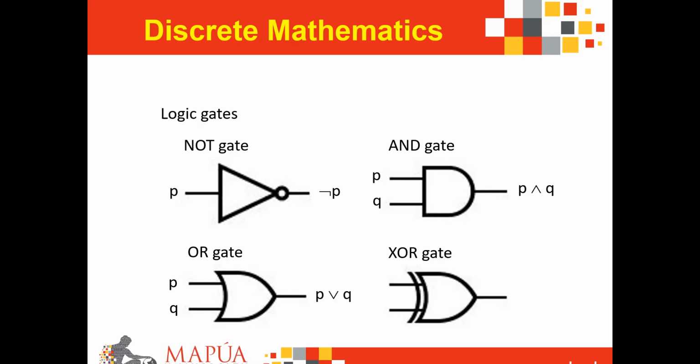And finally, you have the XOR gate, or the exclusive OR gate, and the inputs would be on the left-hand side again, and your output would be this given expression, seen on the right side.